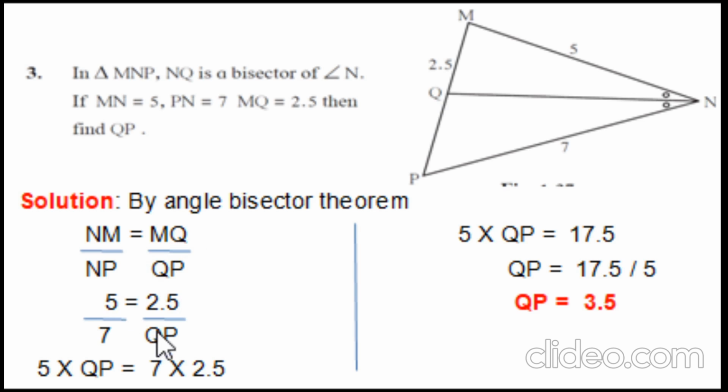NM upon NP is equal to MQ upon QP. Therefore 5 upon 7 is equal to 2.5 upon QP. Then cross multiplying, 5 into QP is 7 into 2.5, that is 17.5. So QP is equal to 17.5 divided by 5, so you get the value of QP as 3.5. We are using the angle bisector theorem, as they have directly given that NQ is the bisector of angle N.